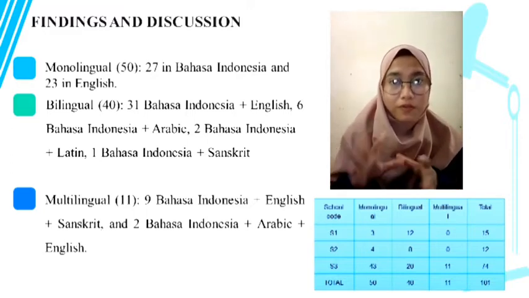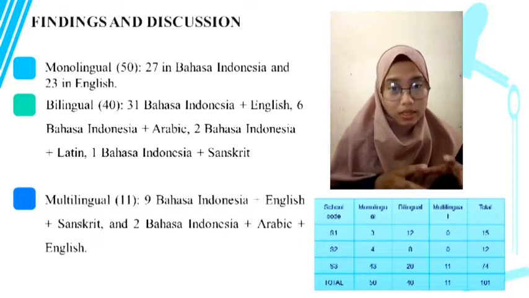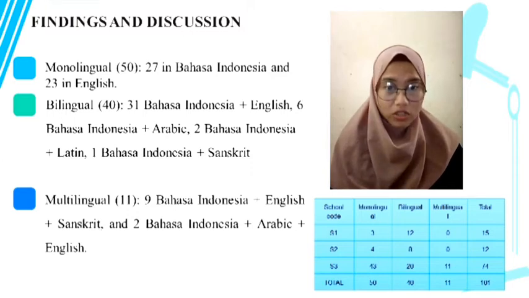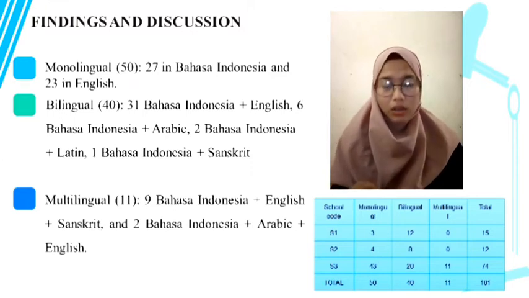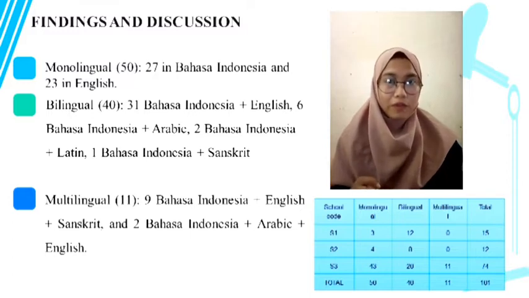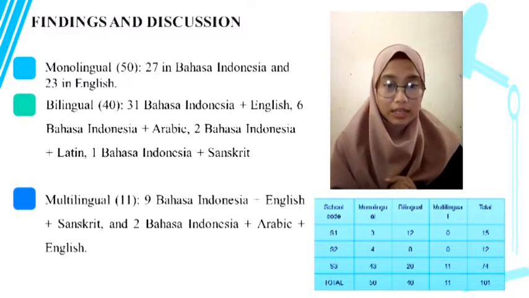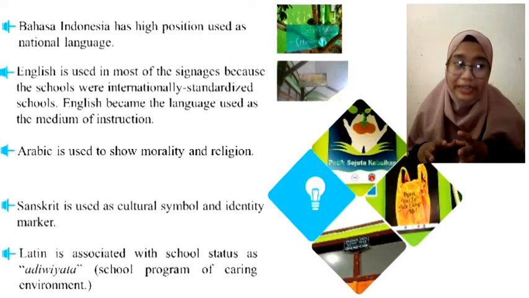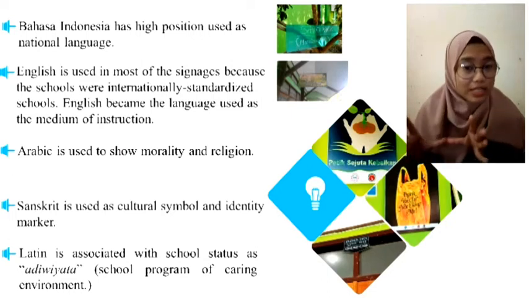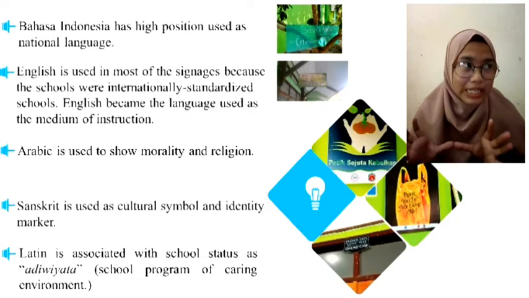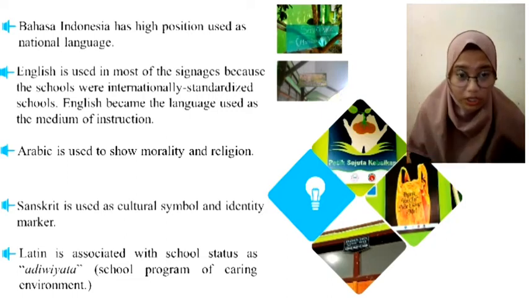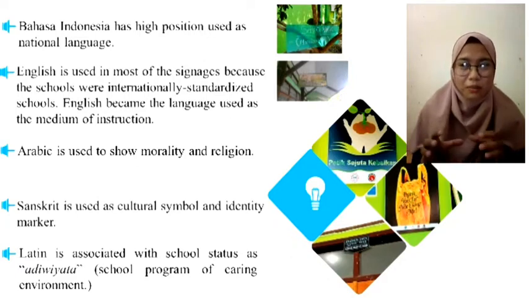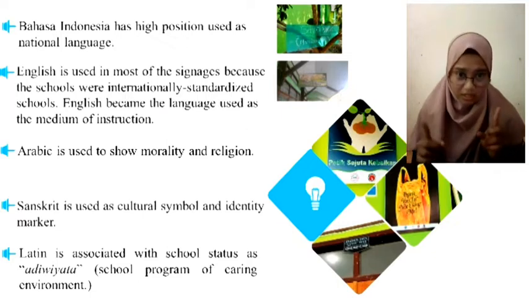We also found that there are five languages used in the suburban area. First is Bahasa Indonesia as the dominant language, second is English, third is Arabic, fourth is Sanskrit, and the last one is Latin. The reason why Bahasa Indonesia became the dominant language used at the three high schools in the suburban area is that Bahasa Indonesia is the national language, the first language or mother language of Indonesia. Besides that, Bahasa Indonesia also makes it easy for students to understand signs at schools.